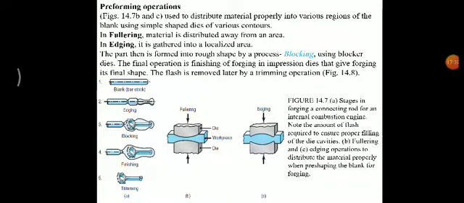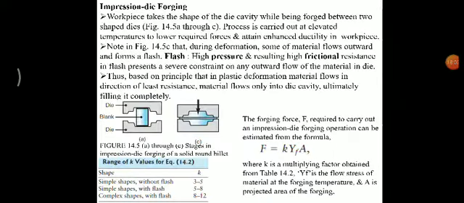Blocking is generally performed using blocker dies. Specific dies are there, like the forging dies. And the flash will be removed by the trimming operation. So trimmer machines are used for removing this external flash. It is generally generated at the parting line of the dies, same as in the case of the metal casting process.